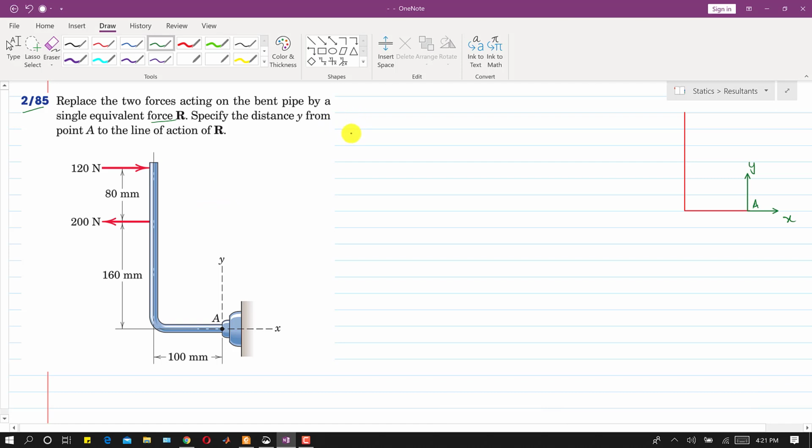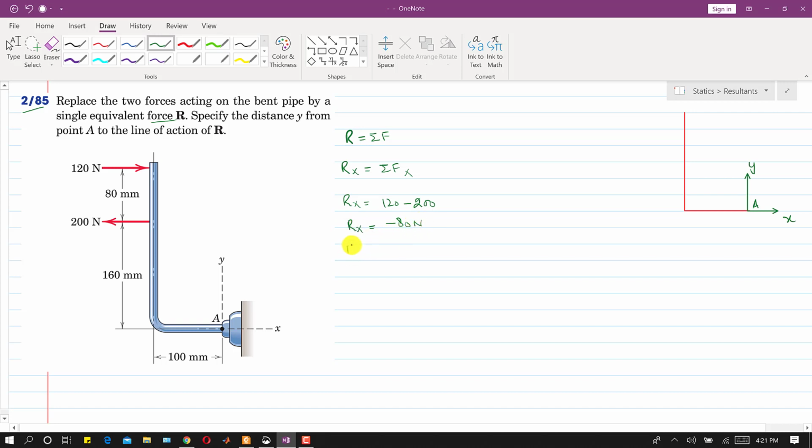So now, first we will find the resultant of these two forces, right? So I will write the resultant is equal to the summation of all forces. So we will find Rx. Rx will be equal to the summation of all forces along x. These two forces are along the x. This one is along the positive x-axis, if this is the positive x-axis and this is the positive y, and this one is along the negative x-axis. So I will write Rx is equal to 120 minus 200. So Rx is equal to minus 80 newtons, right?